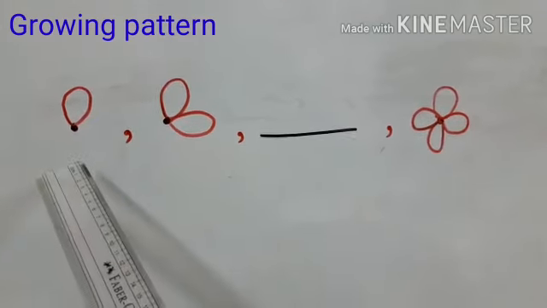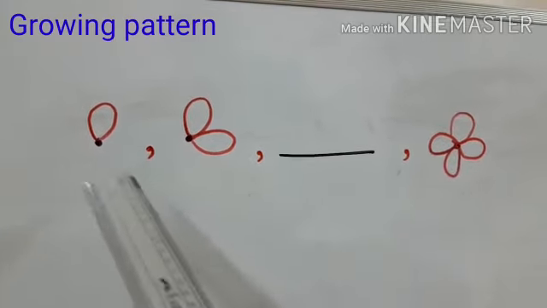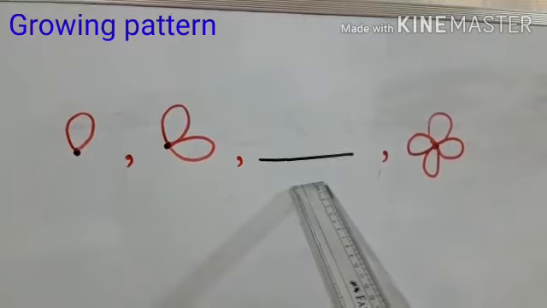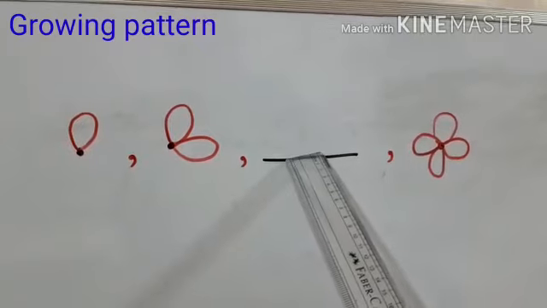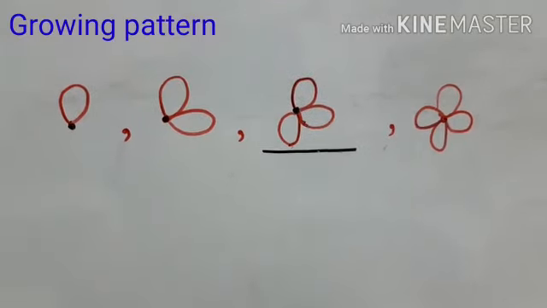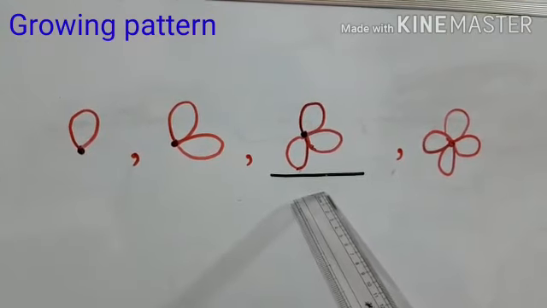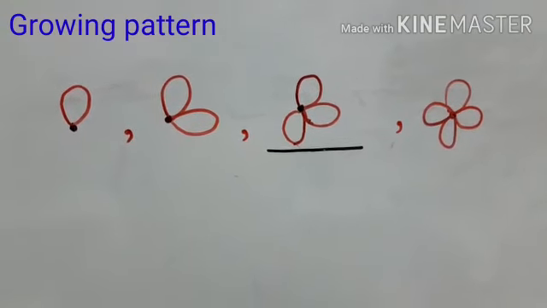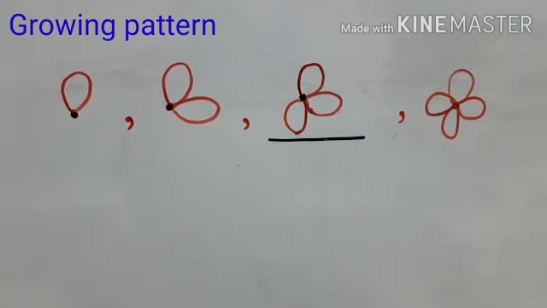See students, this is another example of a growing pattern. Here you see I have drawn a flower. First it has one petal, second figure two petals, then third figure I don't know, then fourth figure has four petals. So what will be here? A flower with, yes, three petals. Now see children, this is the answer figure, a flower having three petals. So in this way you have to learn the growing patterns. All these patterns you have to do in your copy and practice them.